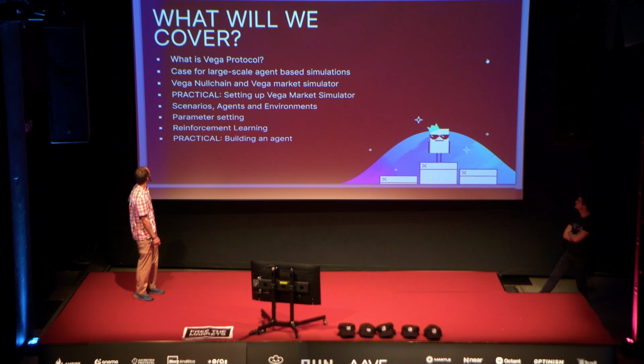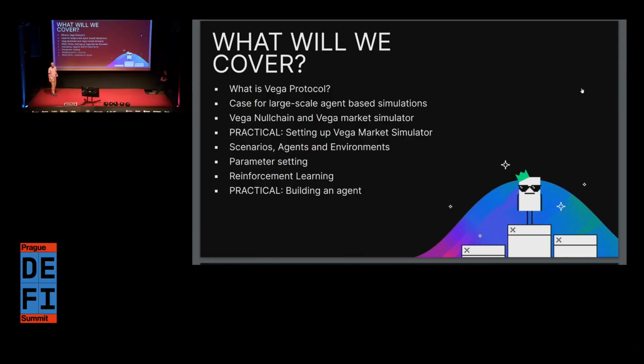So what's the plan? I will quickly cover where we're from, which is Vega Protocol. I will then try to convince you that in DeFi you really want to start thinking about agent-based simulations to understand the protocol and how it interacts with the wider ecosystem. And then Tom will take over and he will introduce the Vega null chain and Vega market simulator. Then there will be a bit more time to actually get you guys set up with the market simulator. And then Tom will talk you through scenarios, agents, environments, sort of the basic building blocks that you can use to create interesting things happening.